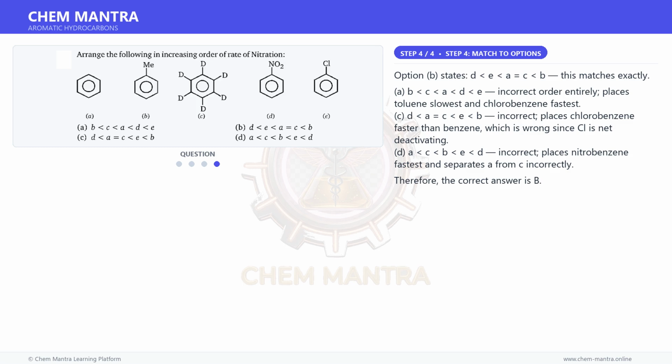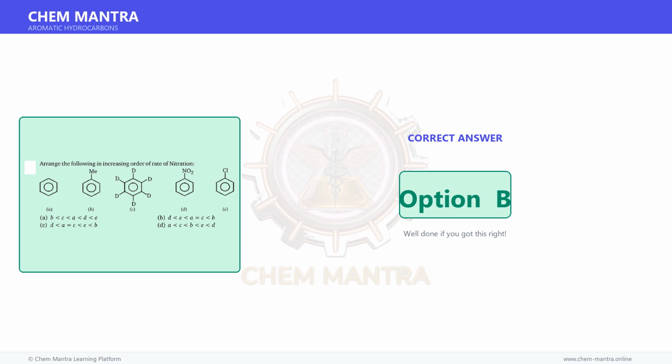This matches exactly. A, B, C, A, D, E, incorrect, order entirely reversed, places toluene slowest and chlorobenzene fastest. C, D < A = C < E < B, incorrect, places chlorobenzene faster than benzene, which is wrong since Cl is net deactivating. D, A < C < B < E < D, incorrect, places nitrobenzene fastest and separates A from C incorrectly. Therefore, the correct answer is option B.